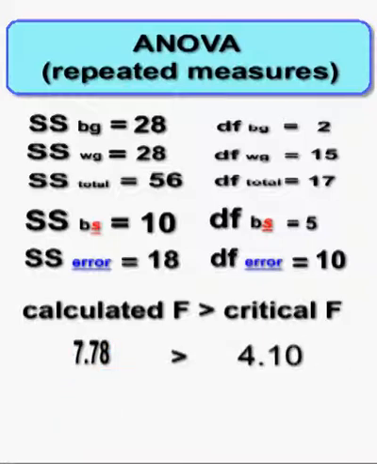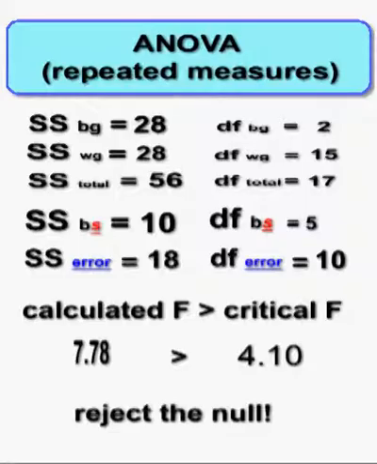So our calculated F is greater than the critical F from the back of the book, so therefore we get to reject the null. And that's all there is to it.